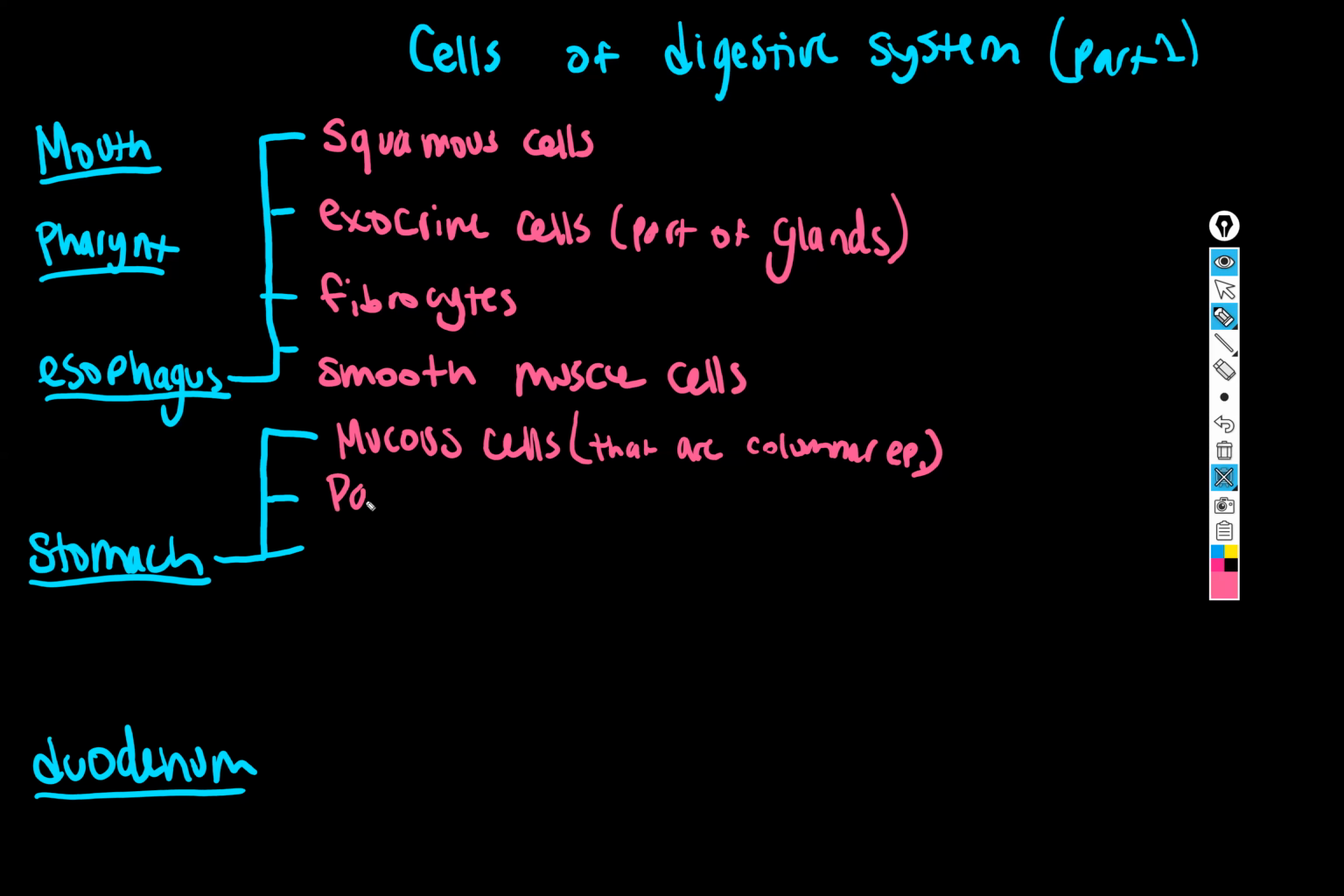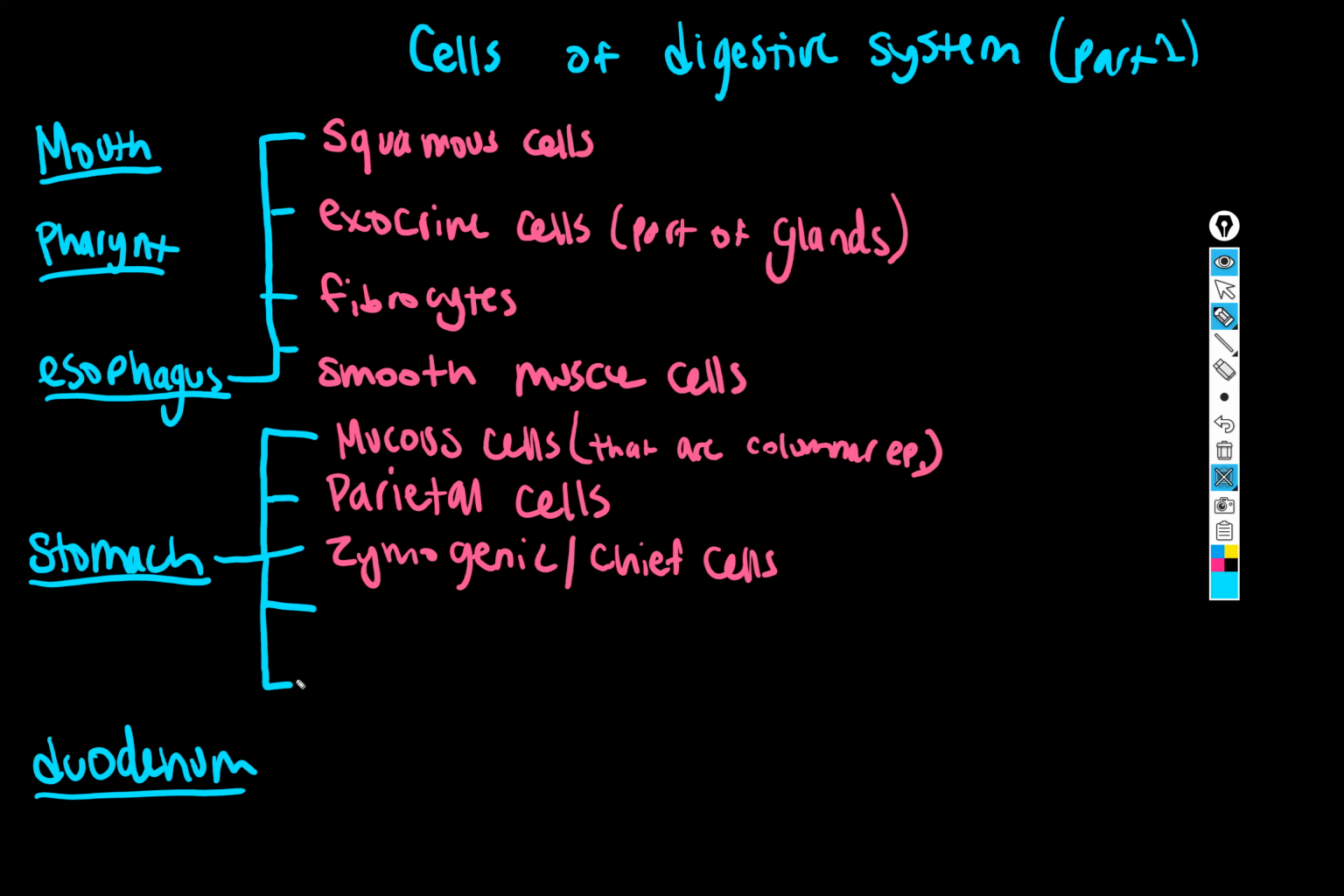So we're going to have parietal cells. These are the ones that secrete hydrochloric acid. We've also got zymogenic or chief cells, and these are going to be the ones responsible for creating pepsinogen, which is a zymogen, which means it's an enzyme precursor. So it's not an enzyme yet, but if you do something additional to it, it becomes one.